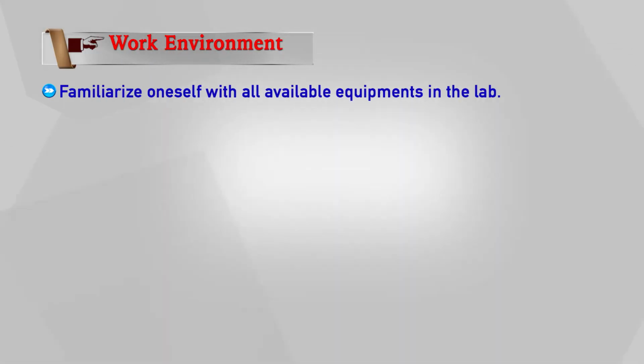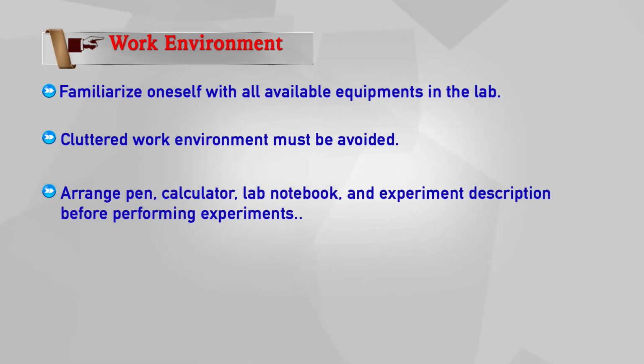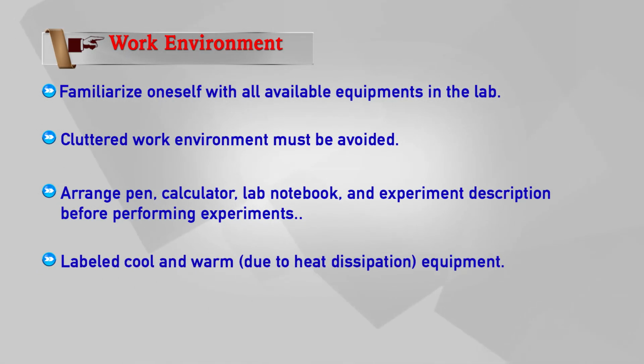Now we are going to discuss the work environment. Familiarize oneself with all available equipment in the lab. Cluttered work environment must be avoided. Arrange pen, calculator, lab notebook and experiment description before performing the experiment. Label cool and warm equipment separately. It is due to the heat dissipation. Now we are going to discuss what precautions should be taken about clothing and personal requirements.